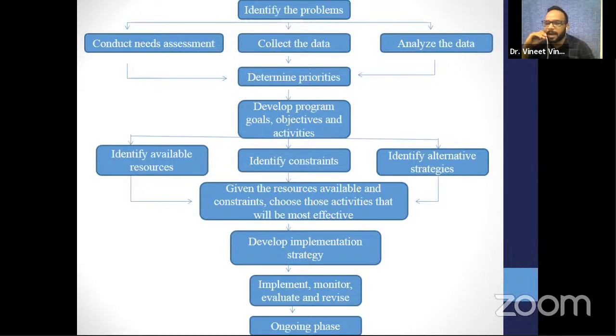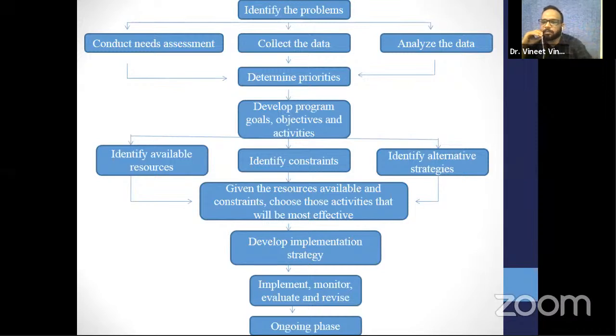Now, determining priorities, I can give you another example. Okay, fine, I'll give you another question. Dr. Vineet, your voice is slightly muffled. Yeah. Is it fine now? Yeah, now it's better. Please continue.